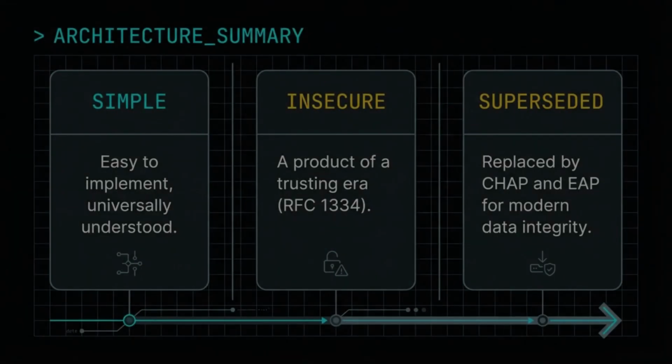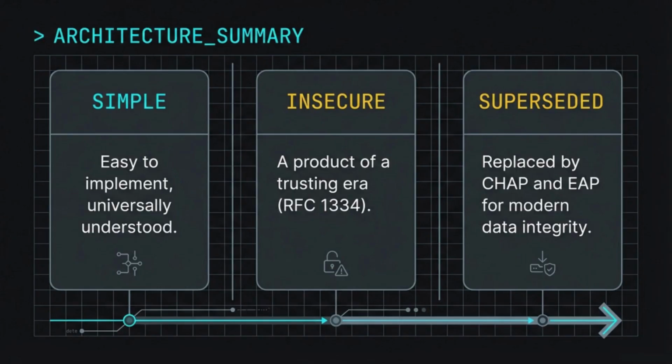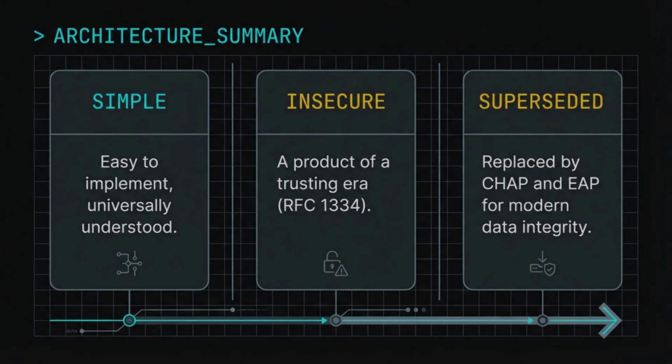So, to sum it all up, PAP's architecture really comes down to 3 words. It's simple, super easy to implement, and everyone understands it. It's insecure, a product of a much more trusting time in networking, and it's been superseded, definitively replaced by protocols like CHAP and EAP that actually protect our data.